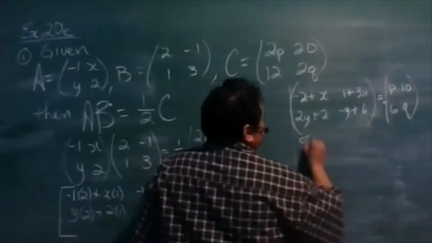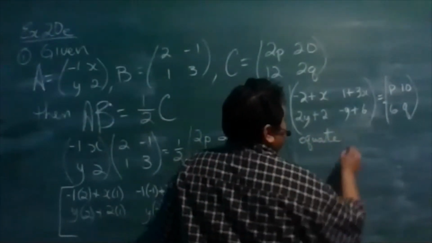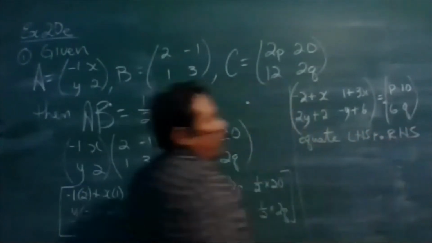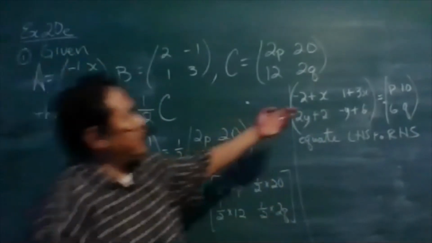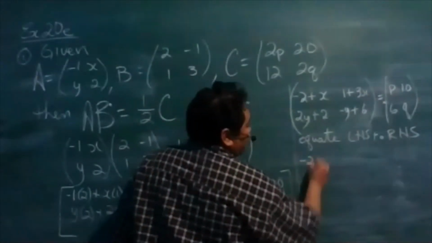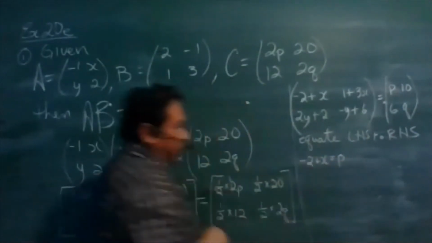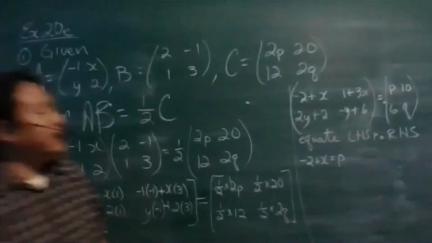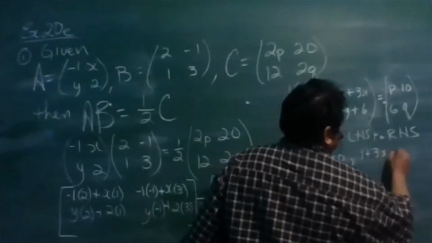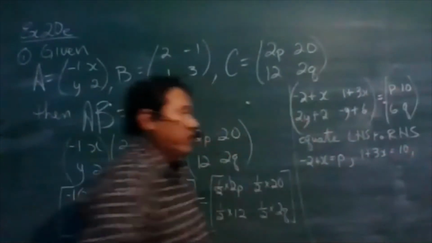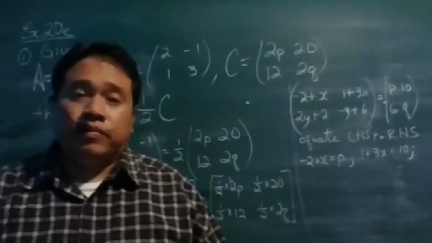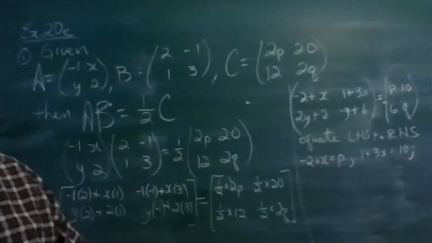So when we equate, basically we're equating the left hand side to the right hand side, meaning that we're going to take whatever is on this side, let it be equal to the other. So the first thing is negative 2 plus x will equal p. We don't know what that is. Then 1 plus 3x equals 10. We don't know what the answer is going to be there, but here we can work it out. So we have to work it out at this point.